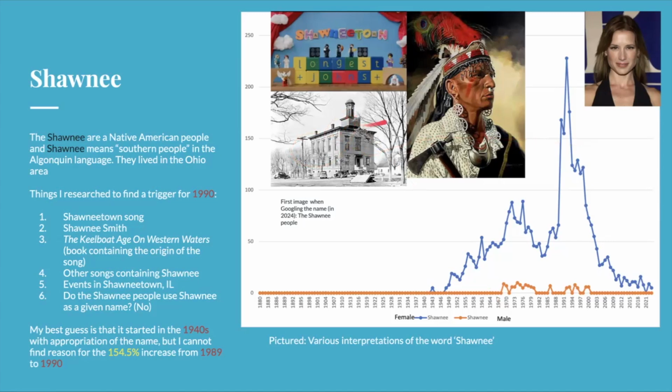I also looked up, do the Shawnee people use the name Shawnee as a given name? I spent a lot of time reading about their naming conventions, and it seems like the answer is no, because that's their language. It'd be like naming your kid English. So my best guess as to at least what started this is that the name started appearing in the 1940s, possibly as an appropriation of the name, but I really cannot find a reason for this giant increase. Like I said, it just seems too sharp and too sudden to just come out of nowhere. If you know, leave a comment. I want to know what caused that.